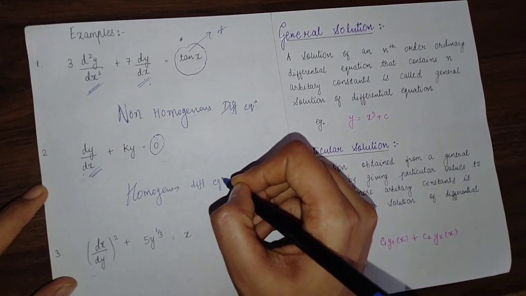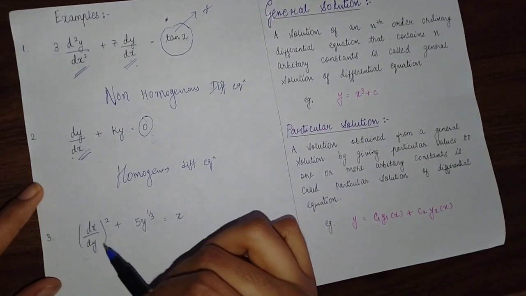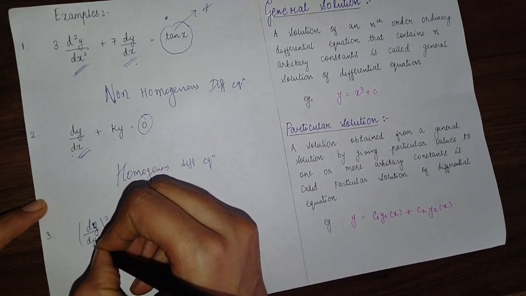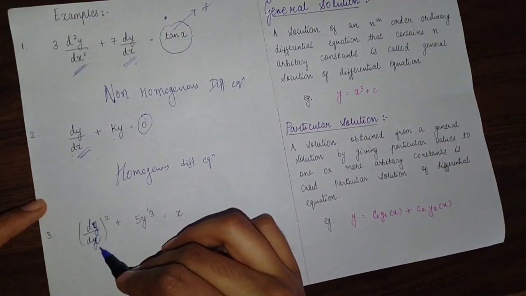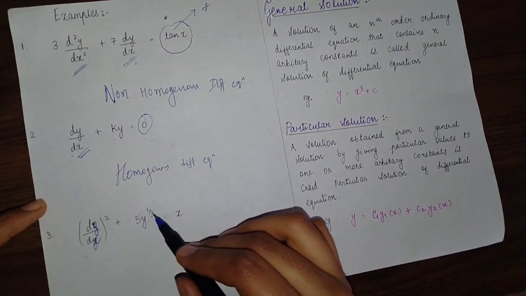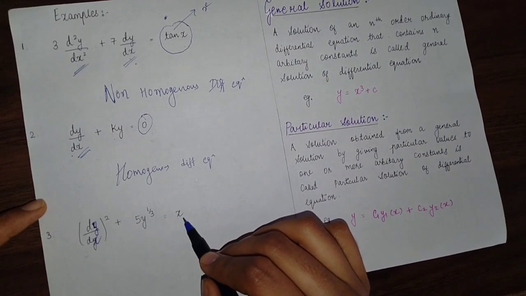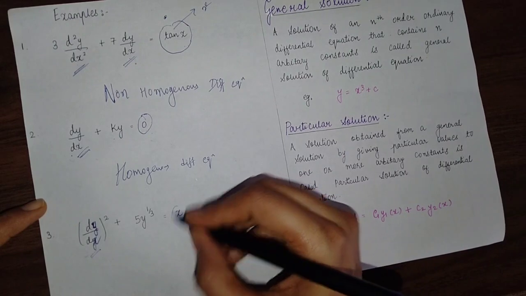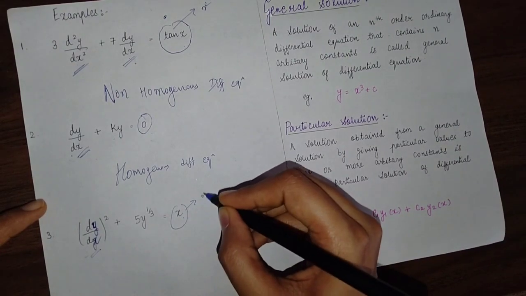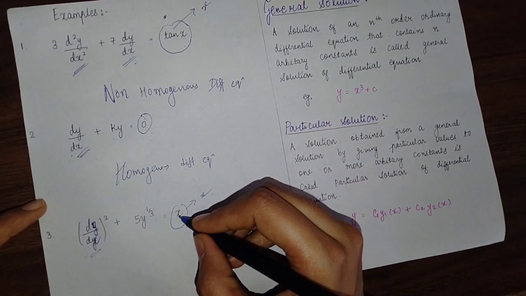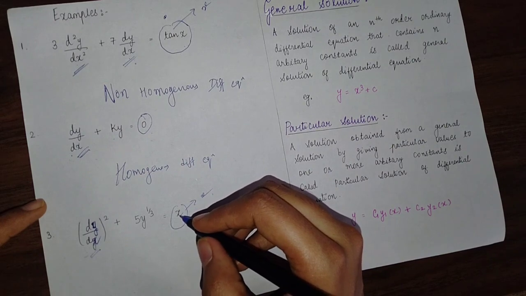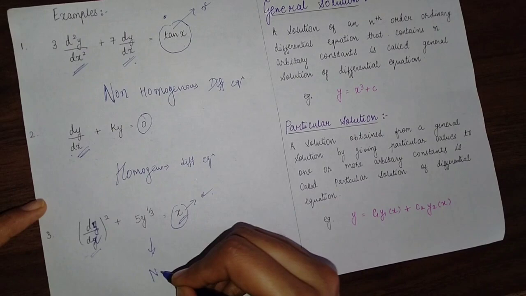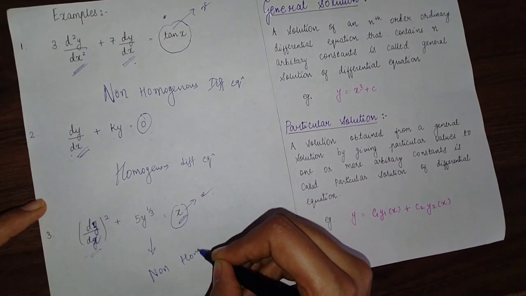Okay. And in the next example, here it will be (dy by dx) whole square plus (5y) whole raised to 1 by 3 equal to x. So again we have derivatives in terms of y, but the right hand side of the equation is in the form of x. We don't have 0 here, otherwise it would be a homogeneous differential equation. But as we have an x term, it is a non-homogeneous differential equation.